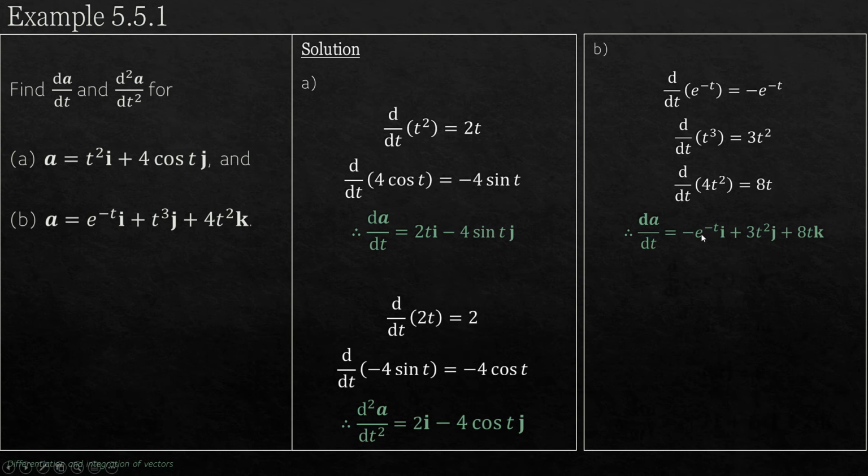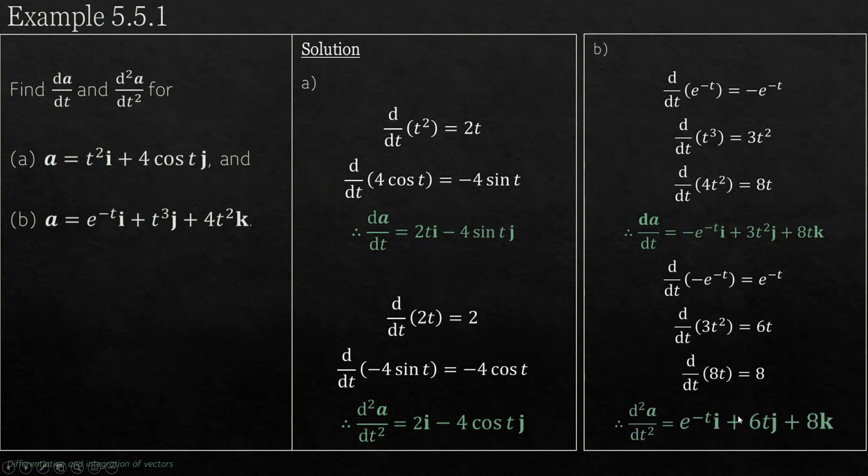Second derivative, differentiate the i component, differentiate the j component, differentiate the k component, and then put them all together, and we have the second derivative. So that was example 5.5.1. Now example 5.5.2.